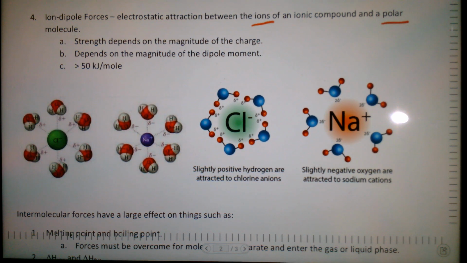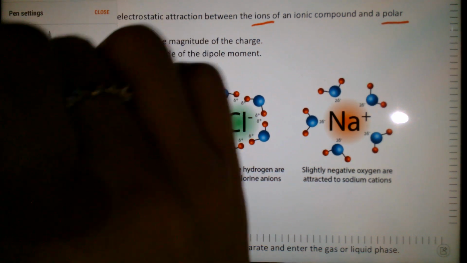The easiest example is looking at salt dissolving into water. We do know that salt does dissolve into water. What happens is that water, being our very, very polar solvent, is attracted to both the chloride ions and the sodium ions, but in different ways. So let's take a look.